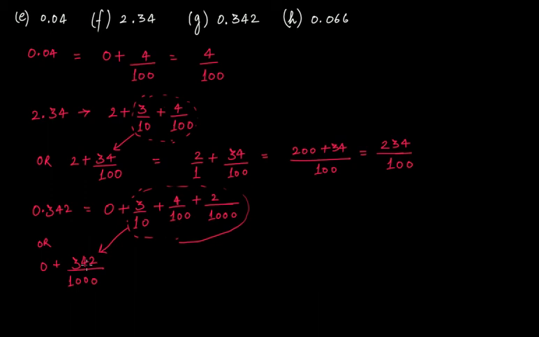This is 342 over 1000. When you write it this way, what does that mean? That means that you have some tenths, some hundredths, and then a further fraction makes 2 thousandths of that. So both these things are the same, and this is nothing else but 342 upon 1000. And if you want to simplify it, you can simplify it.